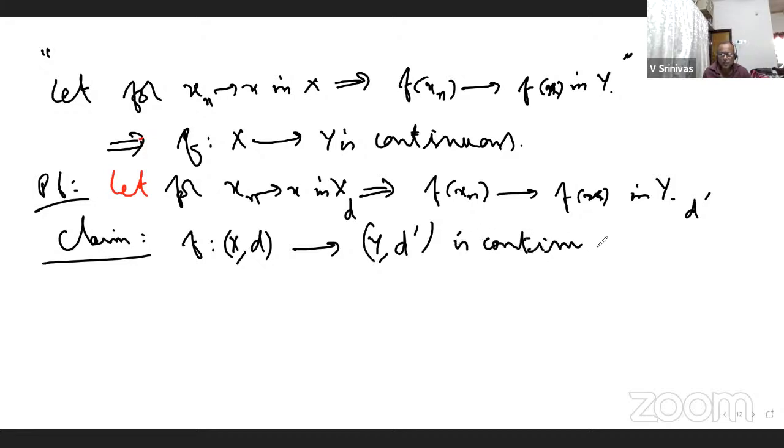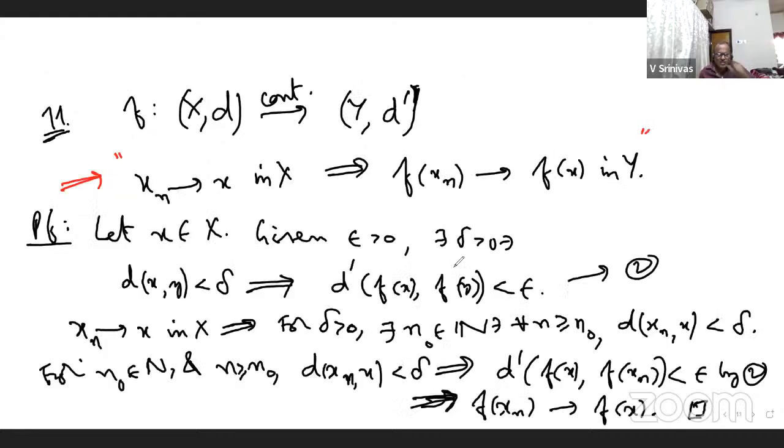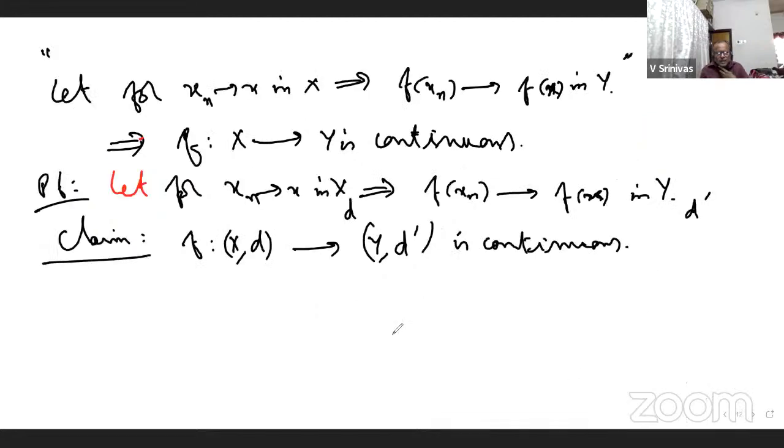Okay. What is the definition of continuity? This is the definition of continuity. Given epsilon positive, there is a delta positive, so that d of x comma y less than delta implies d dash of f of x, f of y is less than epsilon. This is the continuity at x. Okay. So let me take a general point x from capital X. Let small x be a general point in capital X.